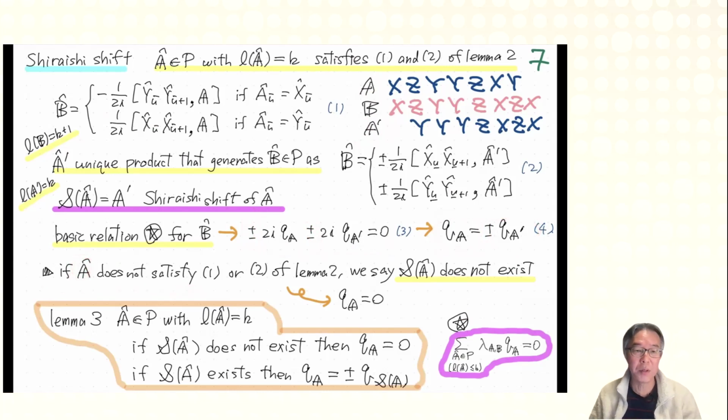When a product A does not satisfy 1 or 2 of lemma 2, in this case we have QA equals 0, we simply say that the Shiraishi shift SA does not exist for this A. So to summarize, we have this lemma here. Lemma 3 says that if you take a product A with length k, and then if the Shiraishi shift SA does not exist, then QA is 0. And if the Shiraishi shift exists, then QA and Q of SA, which is just QA prime, are related by this. So, okay.